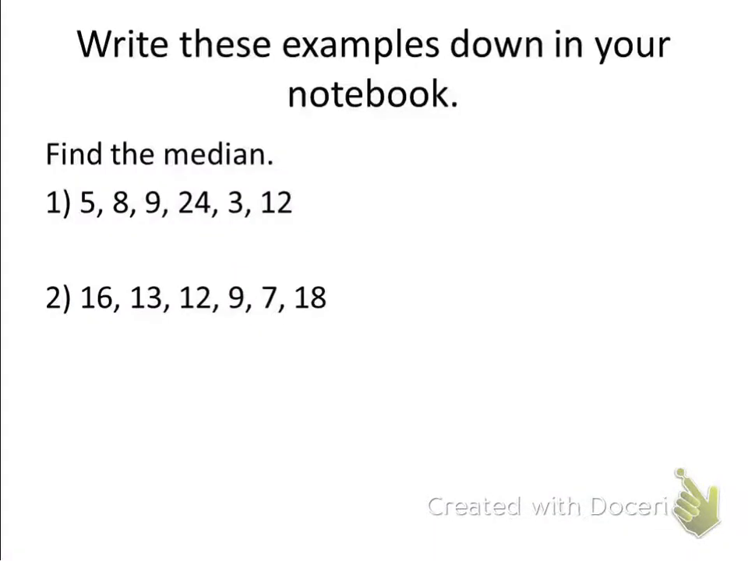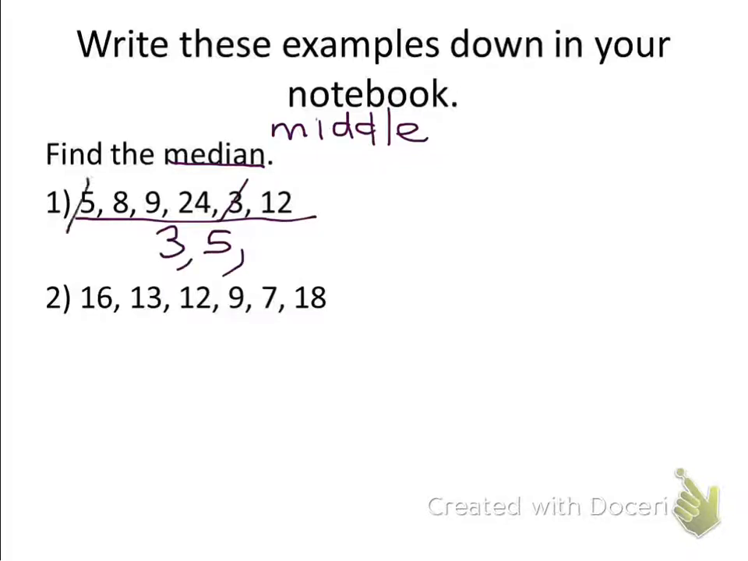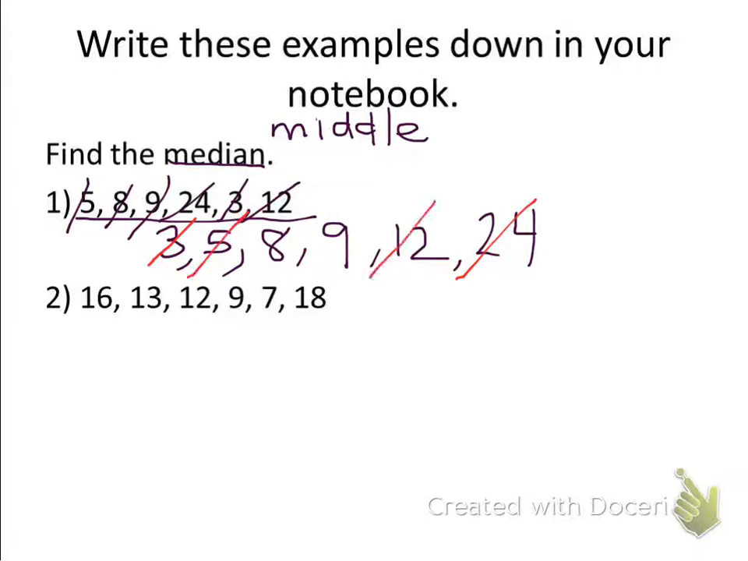Let's do some examples. These examples are going to go in your notebook, please. So it says find the median, which when you see median, think middle number. Middle, okay. Step 1, put them in order. So let's put these numbers in order. The smallest is 3, 5, then comes 8, next 9, then 12, and the last one, 24. Okay, let's find the one in the middle. So I'm going to cross out the first one and the last one, 3 and 24, and then 5 and 12. And then I'm left with 2 different numbers in the middle.